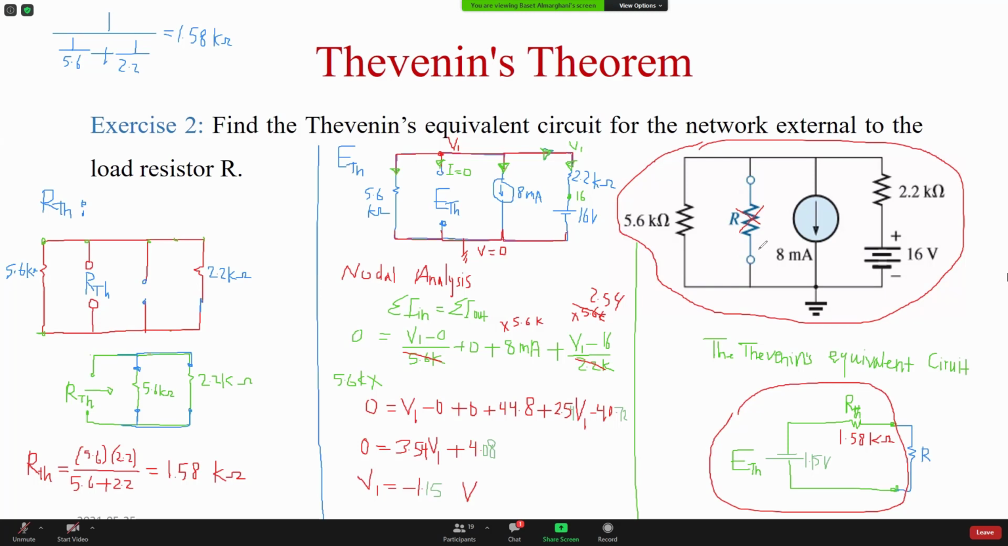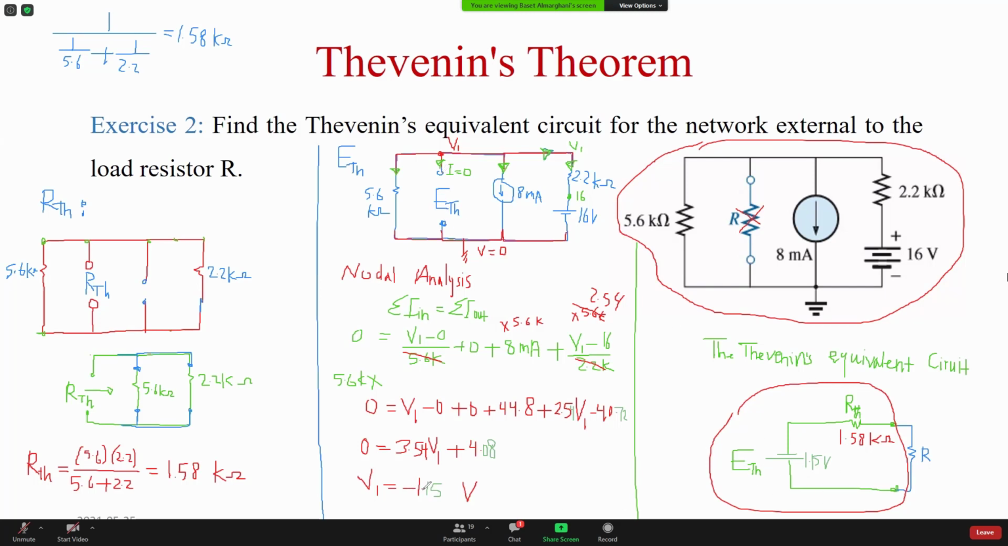Equivalent means it will do the same thing. Whatever you connect in here, whatever resistance you put here, you're going to get the same current, same voltage, same power. The steps: you find R Thevenin and E Thevenin. When you find R Thevenin, remove the sources: a current source, replace it with an open circuit; a voltage source, replace it with a short circuit. Find the total equivalent resistance, that is R Thevenin. For E Thevenin, you have to find the open circuit voltage. The open circuit voltage between these 2 points is actually E Thevenin. So in the original circuit, it should be an open circuit voltage, so it can give you this value.